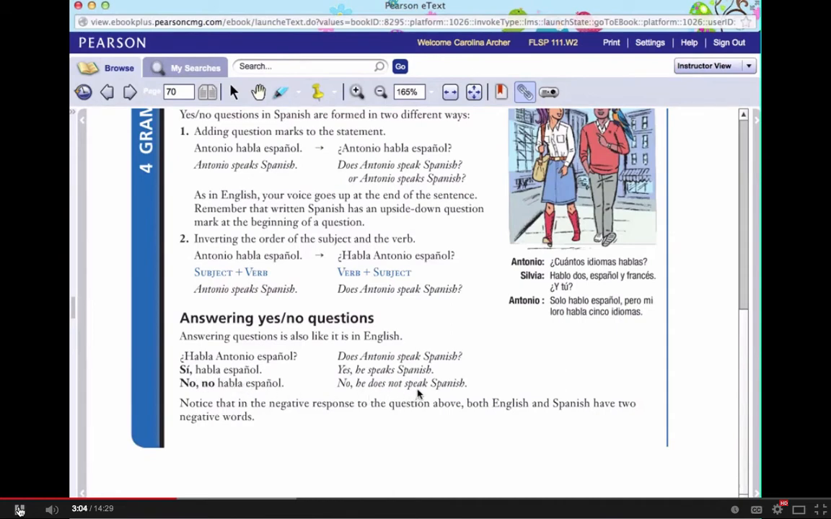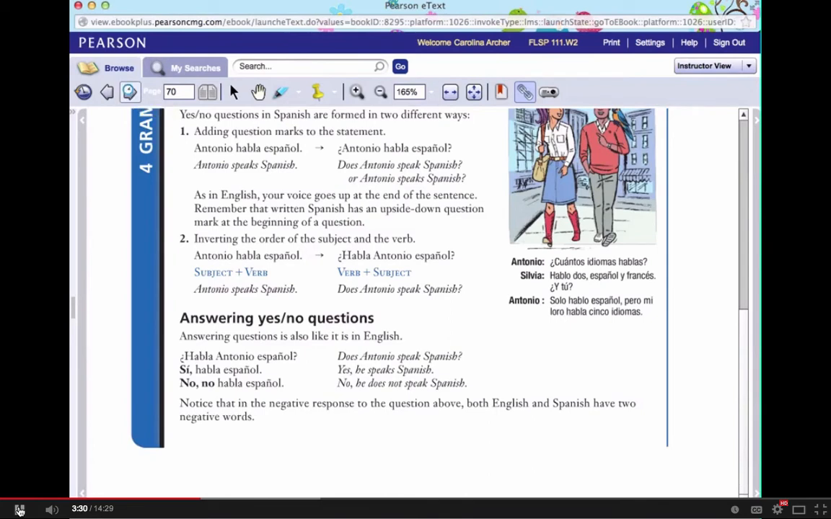He does not speak. When you want to make a statement negative, all you have to do is add the word no in front of the verb, before the verb. We never put the word no after the verb. So no habla español. Very good. That is very simple.